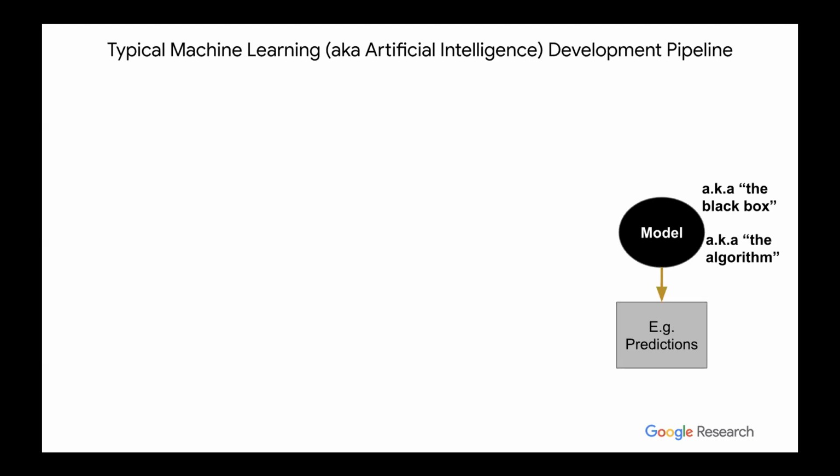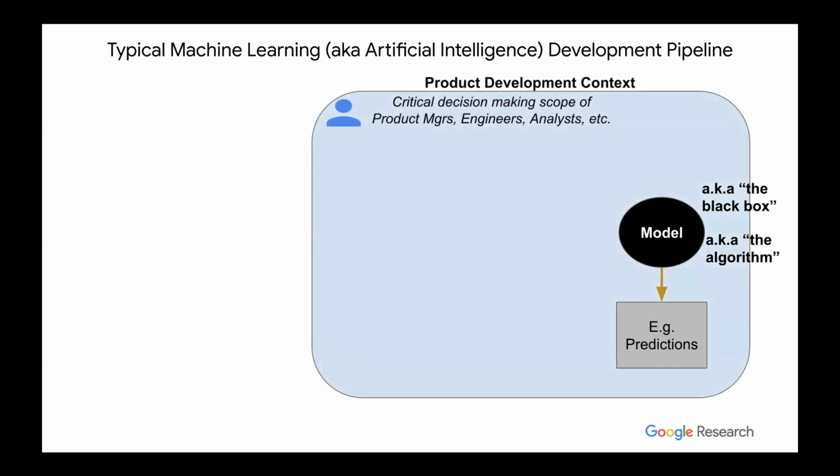Now, a key step for creating the model, of course, is to train it. But that takes place in a very specific context. And we're going to be talking about it within a product development context. And that context is driven by humans making critical decisions that are going to impact how that model is trained, how it performs, and deciding when you're going to roll it out. Now, the folks that are playing these roles are product managers, engineers, and analysts.